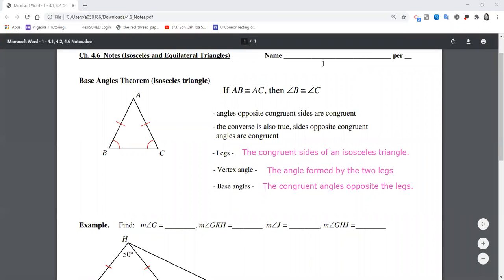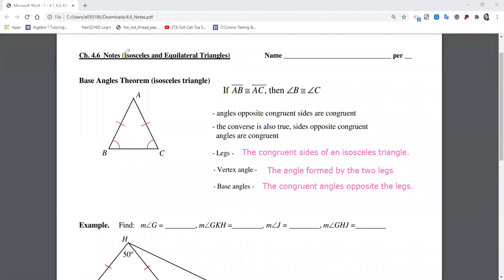Hi everybody, this is Mrs. Mondragon, and I am here to talk about chapter 4.6 notes, which is about isosceles and equilateral triangles, their properties, and the angles inside of them.